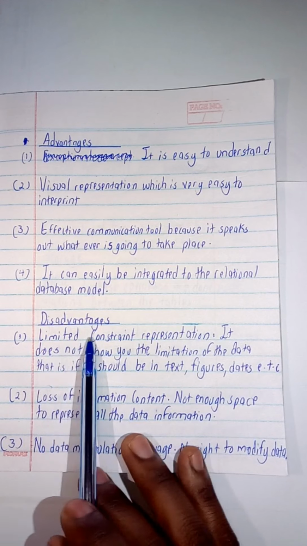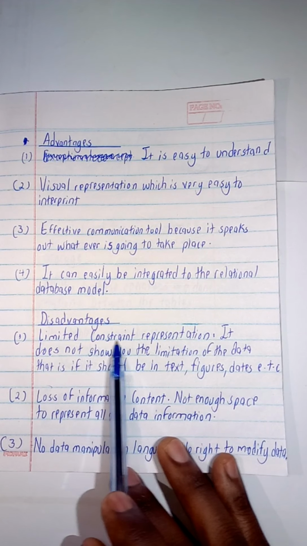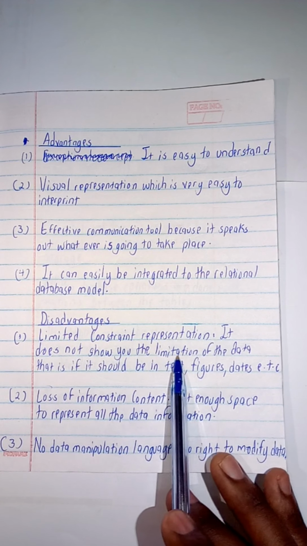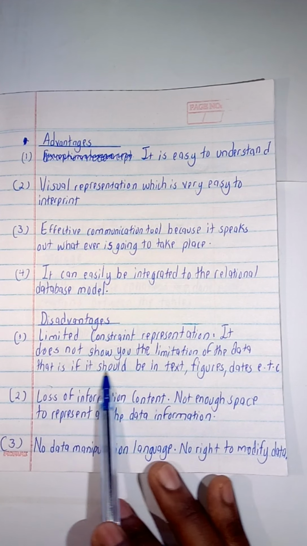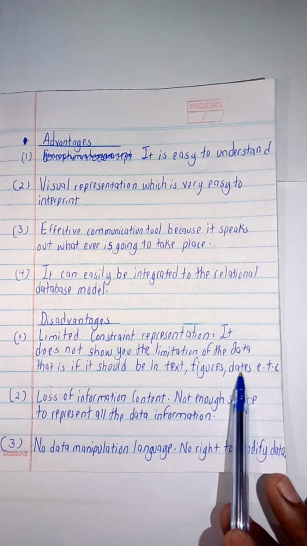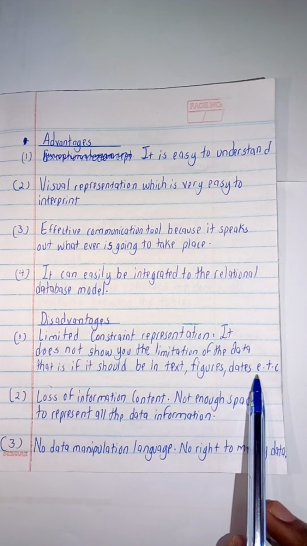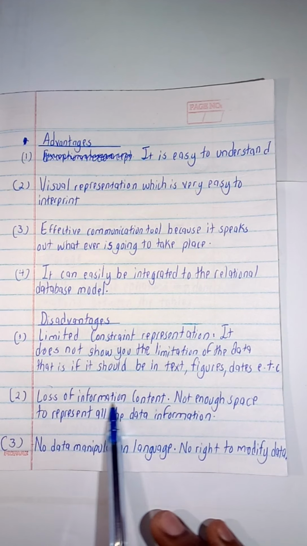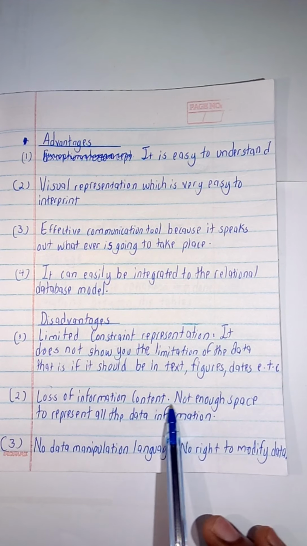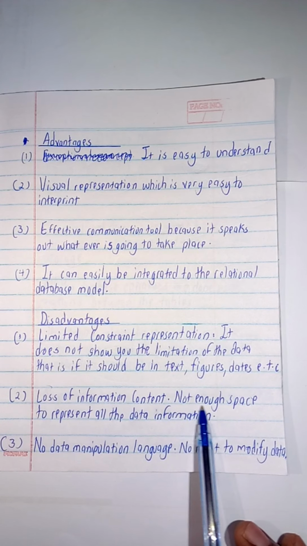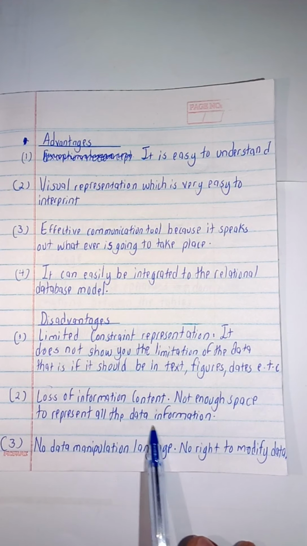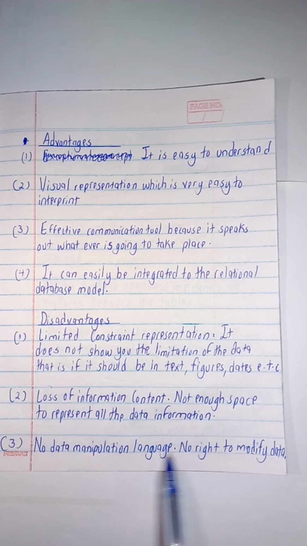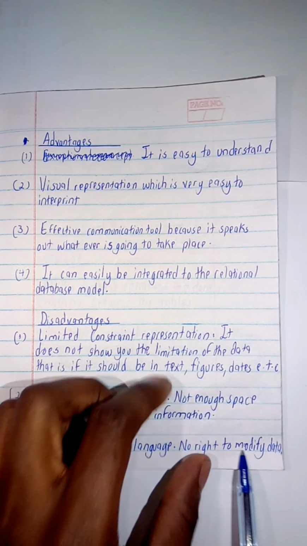Then disadvantages: limited constraint representation. It does not show you the limitation of the data, that is, if it should be in text, figures, or dates, etc. Then loss of information content. Here they mean that there is not enough space to represent all the data information. Then no data manipulation language. Here you don't get the right to manipulate data.